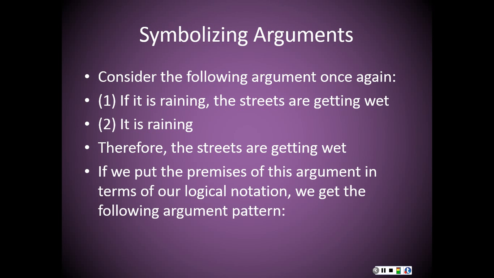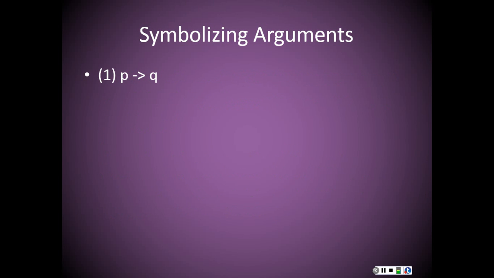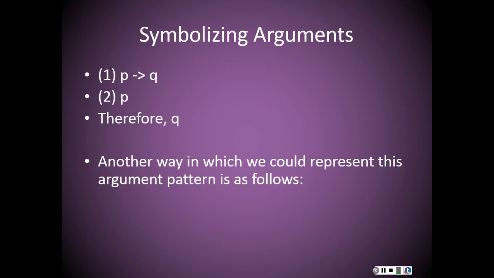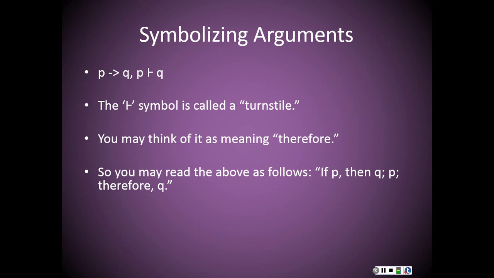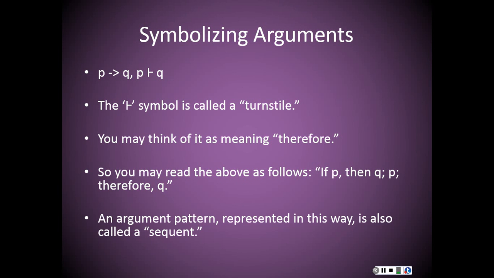If we put the premises of this argument in terms of our logical notation, we get the following argument pattern. P arrow Q, P, therefore Q. Another way in which we could represent this argument pattern is as follows. P arrow Q, P, this little sideways T symbol here, Q. That little sideways T symbol there is called a turnstile, and you may think of it as meaning therefore. So you may read the above as follows. If P, then Q, P, therefore Q.